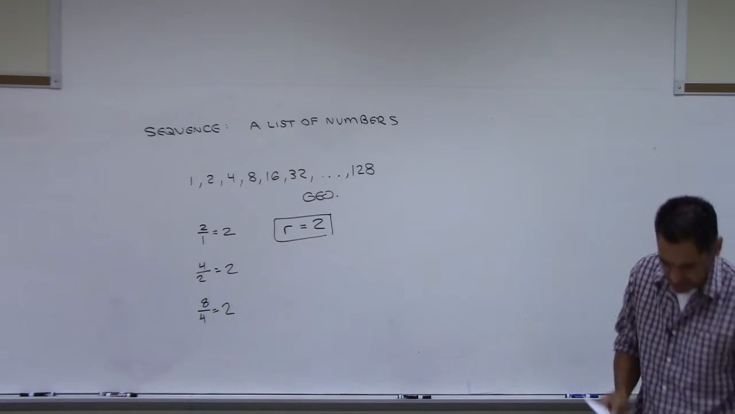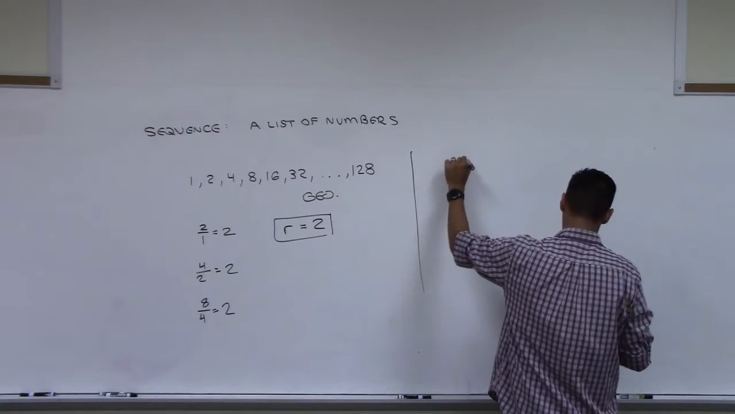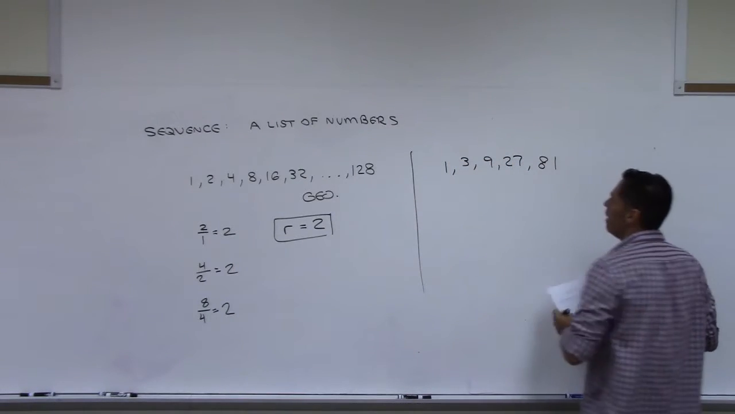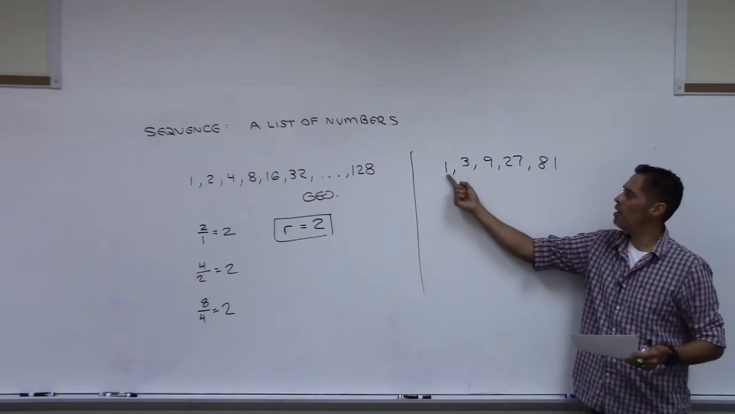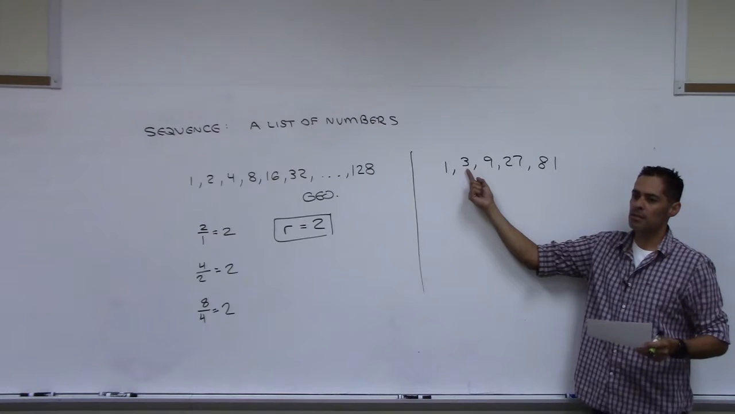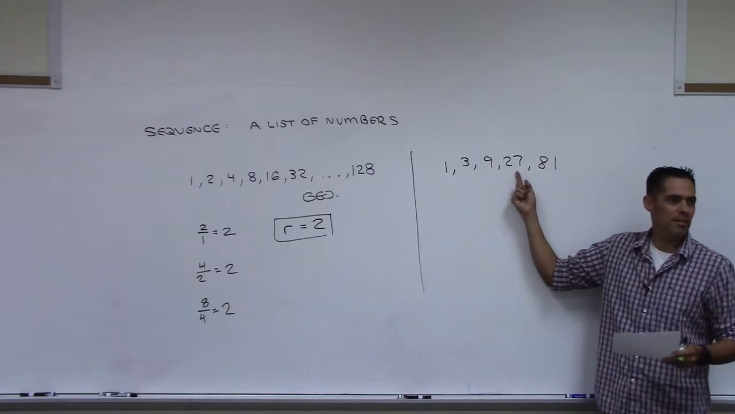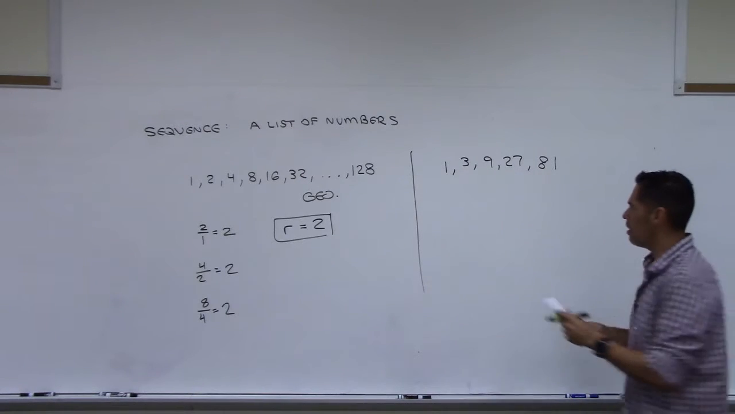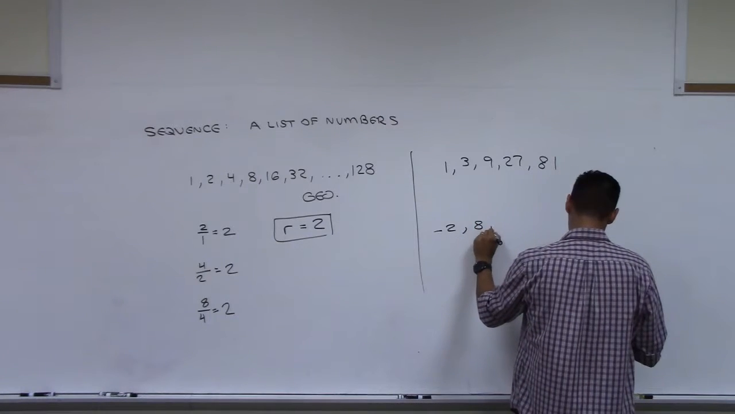Let's look at some of these other ones. What about this one here? 1, 3, 9, 27, 81. Yeah, that's geometric. Common ratio is 3. 3 over 1 is 3. 9 over 3 is 3. 27 over 9 is 3. 81 over 27 is 3. We good? Okay, and then the next one just looks weird. It looks like we have a common ratio of -4.